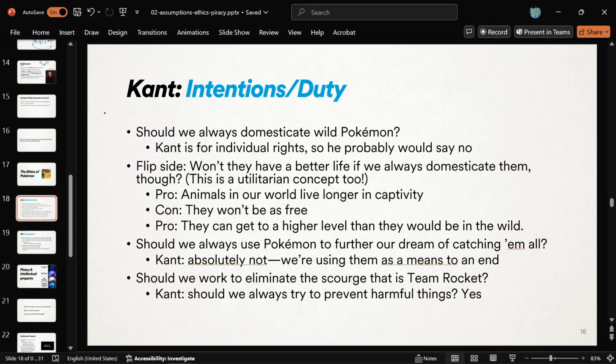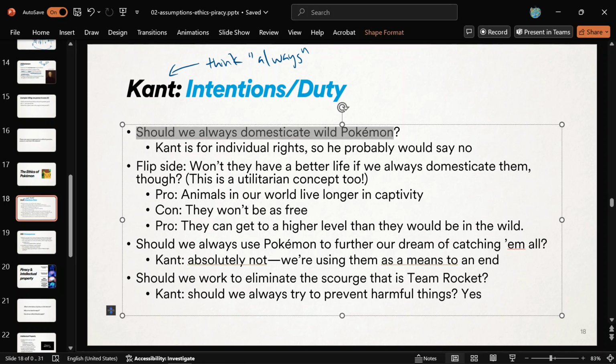If we were going to analyze whether it is okay to catch Pokemon, we could think about it in terms of Kantianism. And when you hear the word Kantianism, you should always think "always." The word always should come up in your mind, because that's what he would ask. He would ask, should I always be doing this? Do I want everyone to always be doing this? That's how he would frame the questions and decide his answers.